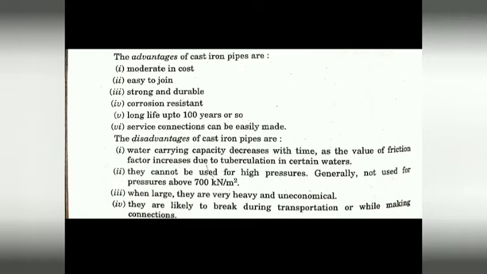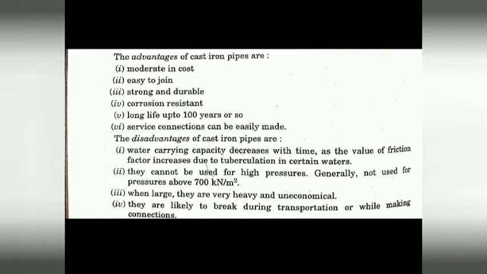Next point, they cannot be used for high pressures, generally not used for pressures above 700 kilonewton per meter square. So they cannot withstand pressures of more than 700 kilonewton per meter square. Within this limit, we can go for this kind of pipe. Third point, when large, they are heavy and also uneconomical. Since the material is iron, when we are manufacturing large diameters under the requirements, they will be heavy to handle and also uneconomical to transport.